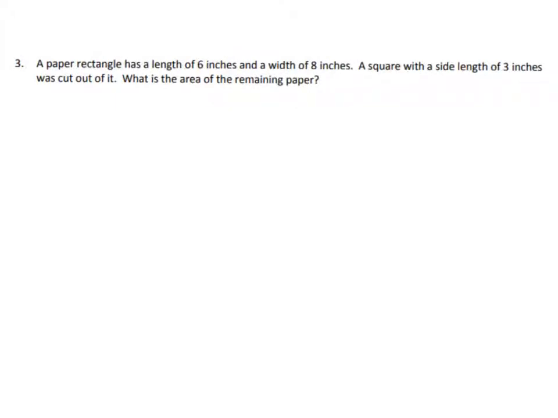Now let's take a look at number 3. It says a paper rectangle has a length of 6 inches and a width of 8 inches. A square, where are my manners with underlining and circling? A square with a side length of 3 inches was cut out of it. What is the area of the remaining paper?